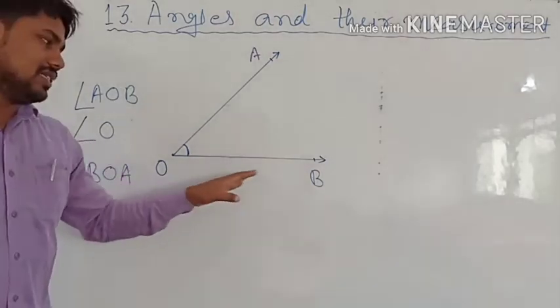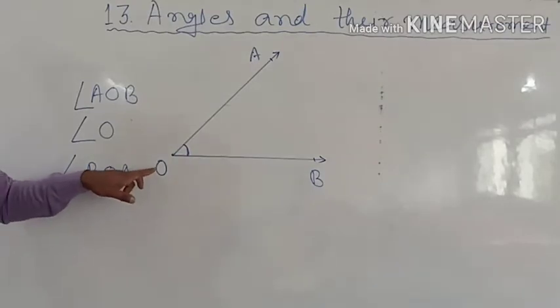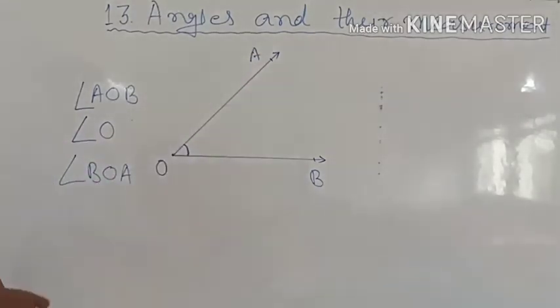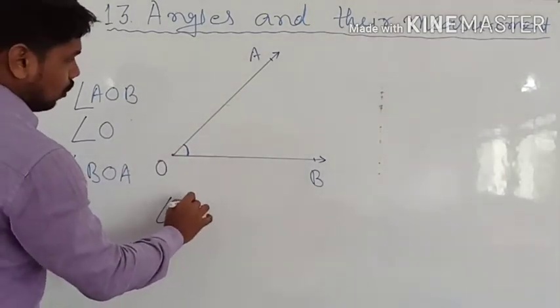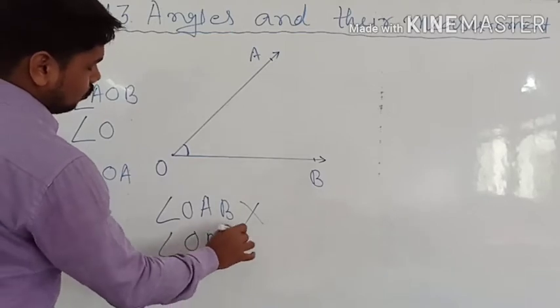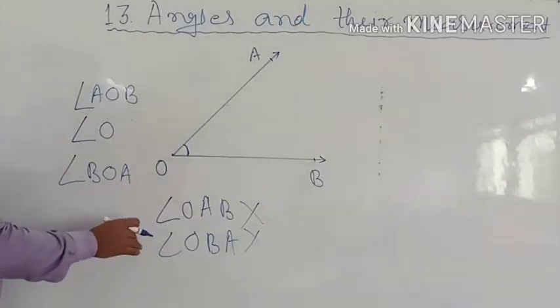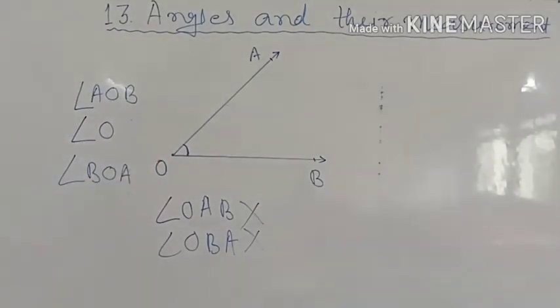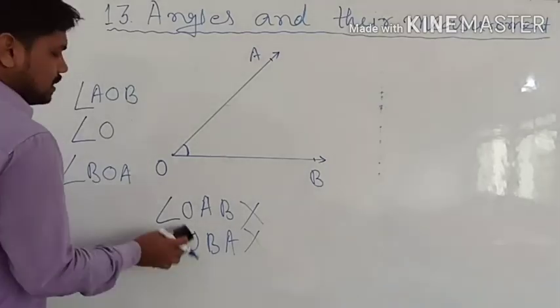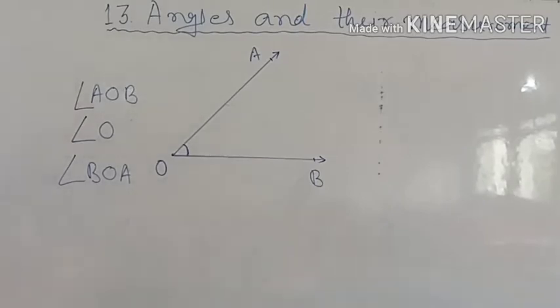We can write BOA also, but make sure that O should be in the middle only. It cannot be written like OBA or OAB. We cannot write angle OAB or angle OBA. Why? Because here the angle is not forming. The angle is forming here only. So we can write according to the name given, and represent it accordingly, okay? So now this is all about the case when only one angle is there.